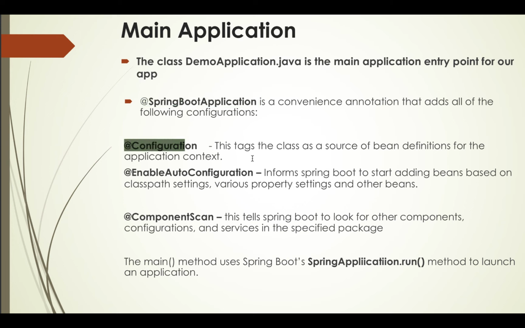First one is @Configuration, which tags the class as a source of bean definitions for the application context. It also has @EnableAutoConfiguration, which informs Spring Boot to start adding beans based on the classpath settings, various property settings, and other beans. @ComponentScan tells Spring Boot to look for other components, configurations, and services in the specified package. The main method uses Spring Boot's SpringApplication.run method to launch an application.